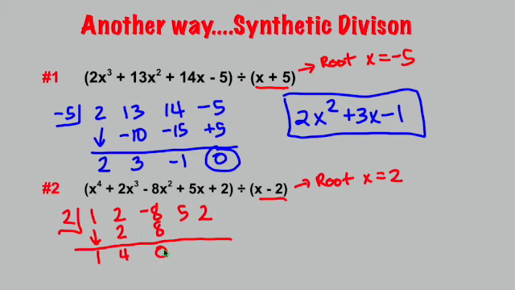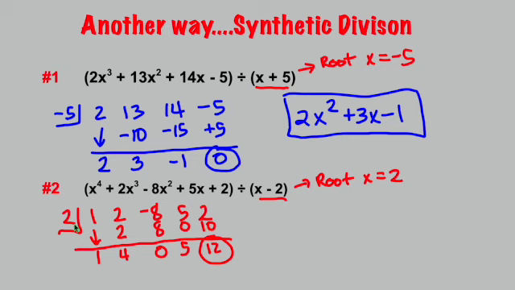2 times 0 is 0. Add these together, I get a 5. 2 times 5 is 10. Add these together, I get a 12. And what do you know? That's my remainder that we just got a moment ago in the second problem.